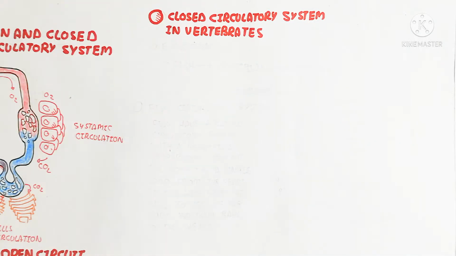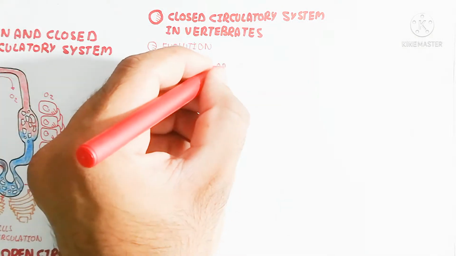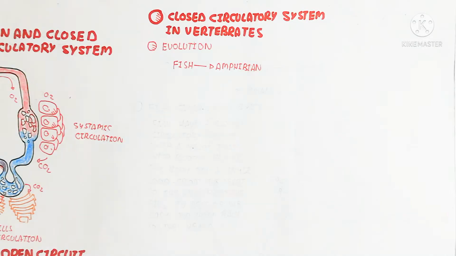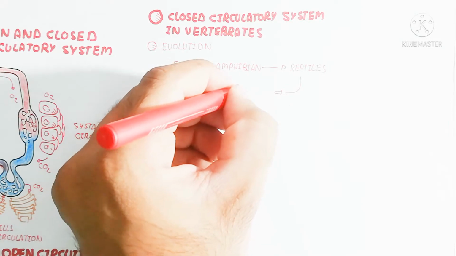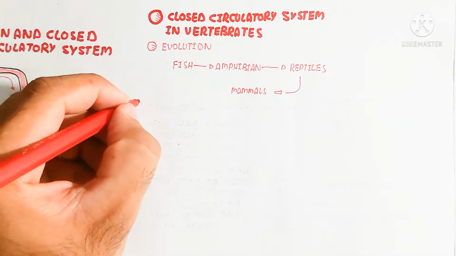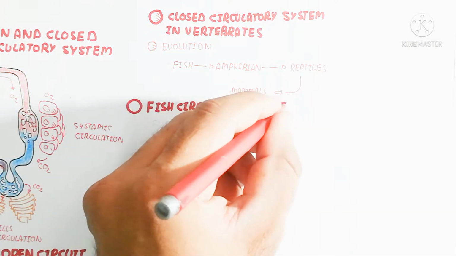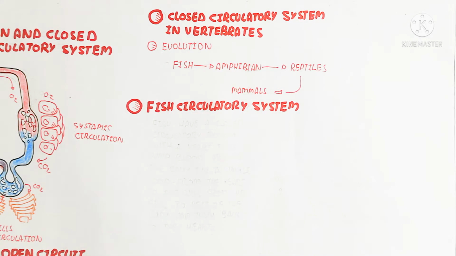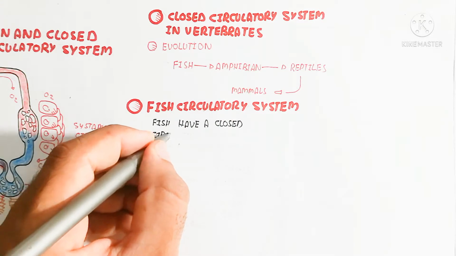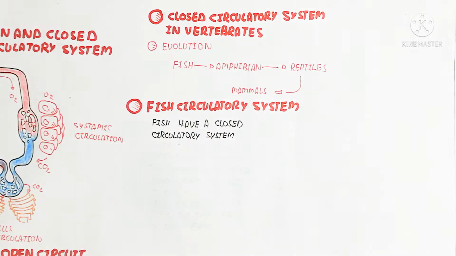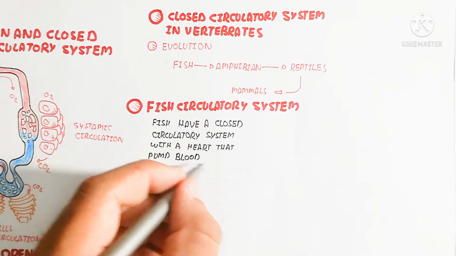First is the evolutionary process, which goes from the fish circulatory system, the single loop, to the amphibian circulatory system, then reptiles, and mammals as the last one. Why is this adaptation so important? Because more complexity requires more oxygen to get more energy, to become more active and produce more energy. So that is why. Fish have a closed circulatory system.